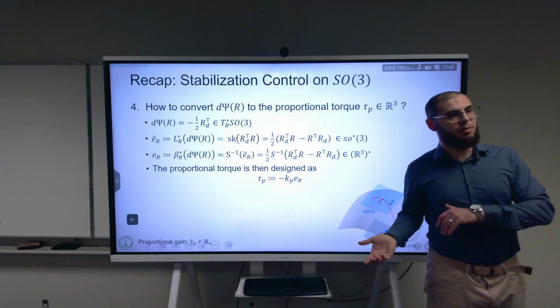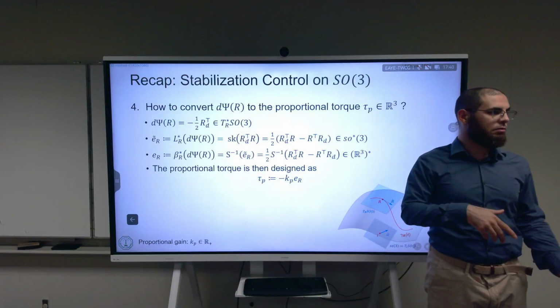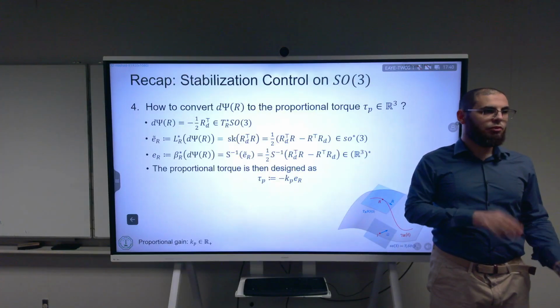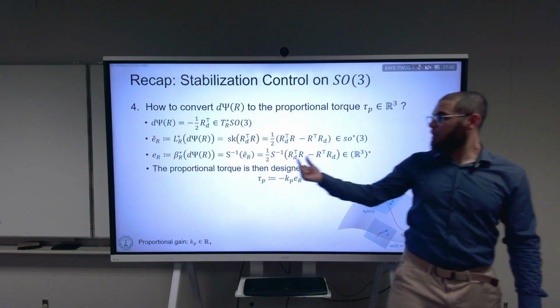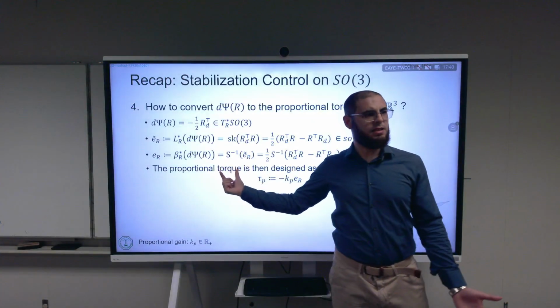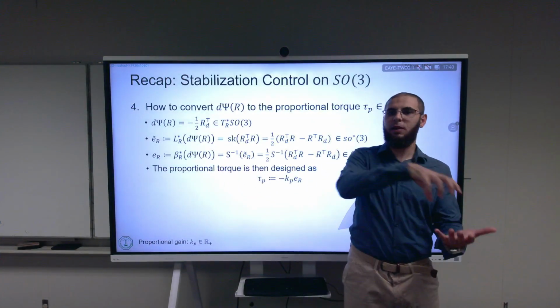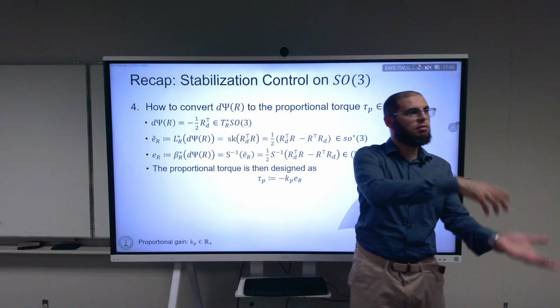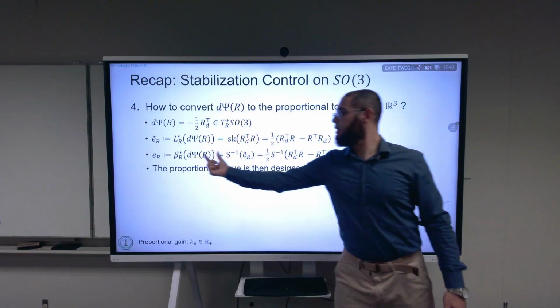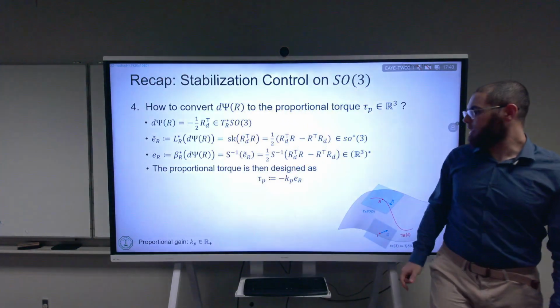How can I convert something in skew-symmetric form to 3 numbers? You just select the 3 components. You've done it several times. And this is the S inverse. You remember what was the S? The S map is the map that takes from R3 to skew-symmetric. So what is S inverse? It takes a skew-symmetric matrix and gives you 3 numbers. That's exactly the 3 numbers we're looking at, eR.